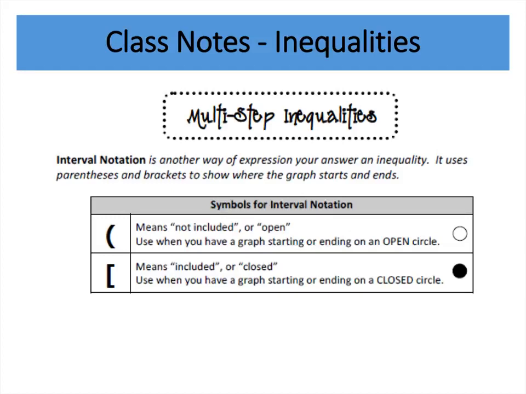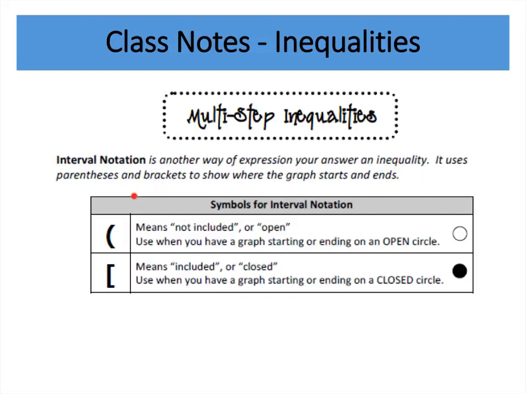So we've been talking a little bit the last time you had a sub about inequalities. This is multi-step inequalities, and I just wanted to remind you of a couple of things. We are going to do some interval notation. Interval notation is another way of expressing your answer in an inequality.